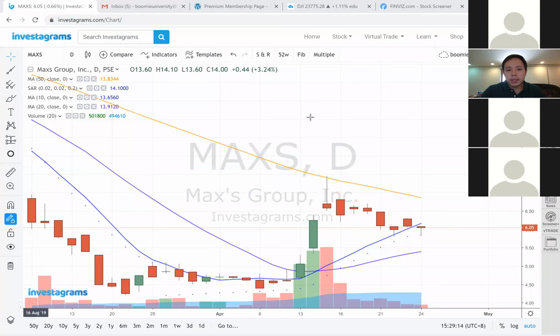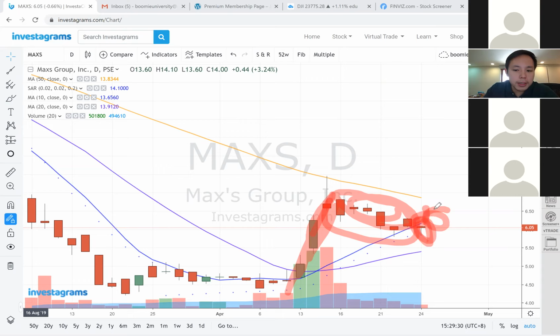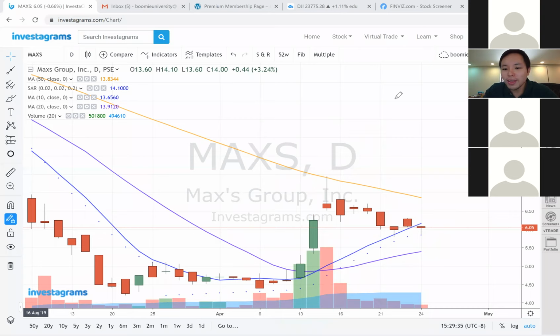So here, I don't participate as much in the first move and I wait for it to stabilize, and I will try to find an entry point somewhere here after the first initial surge. Guru na ng drawing ko.